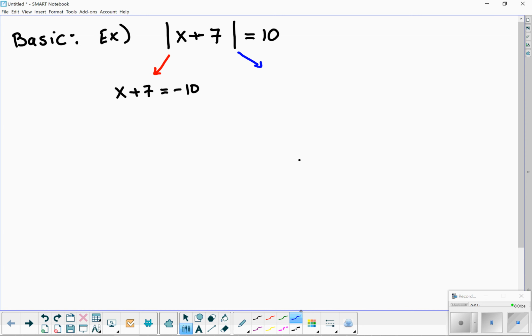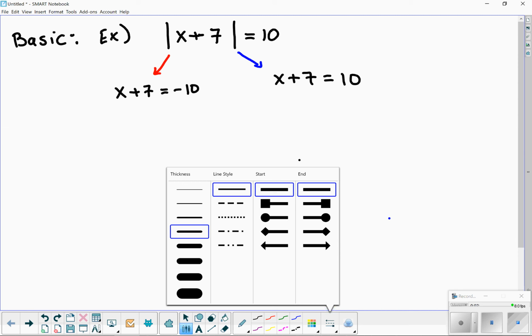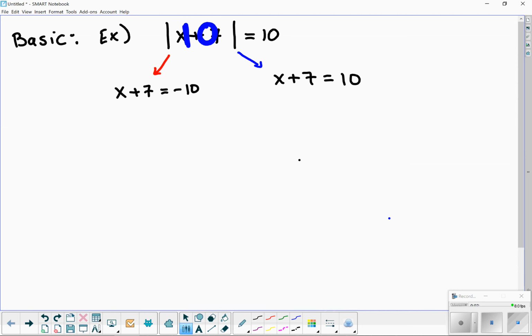And then we can also say that the inside part, the x plus 7, could also be equal to 10. If instead of writing x plus 7 it was the absolute value of 10, it would still be equal to 10. So that's why the inside part is also equal to 10. The absolute value gives you two different values that the inside could be equal to.